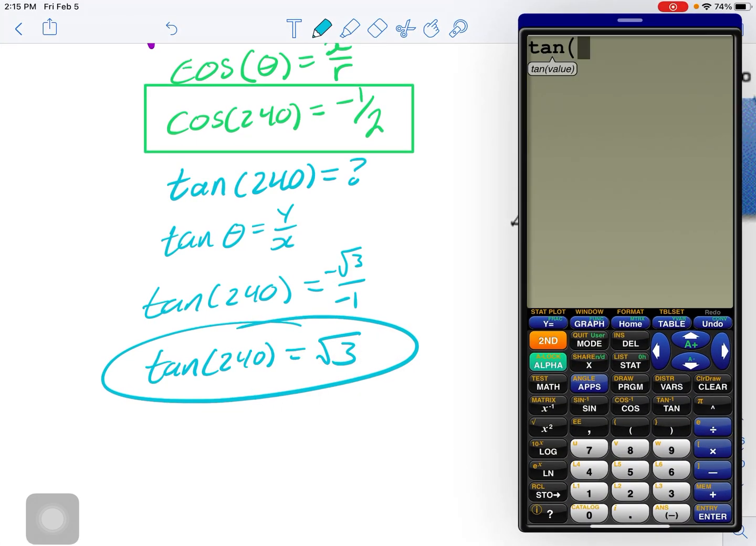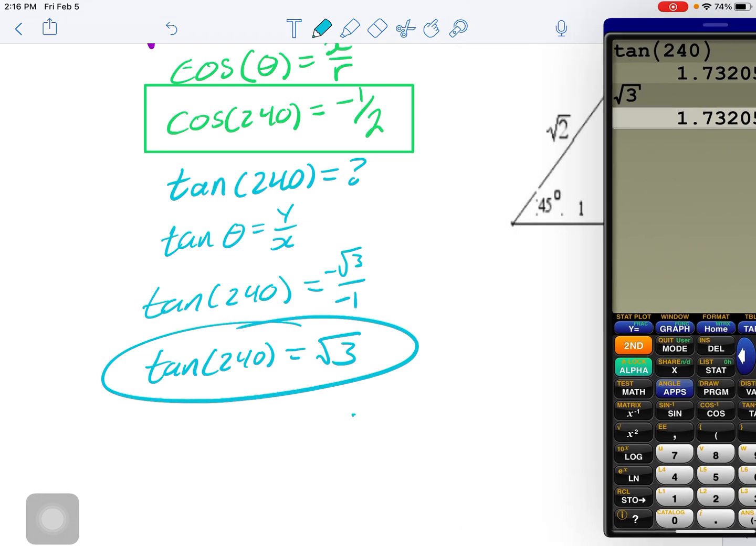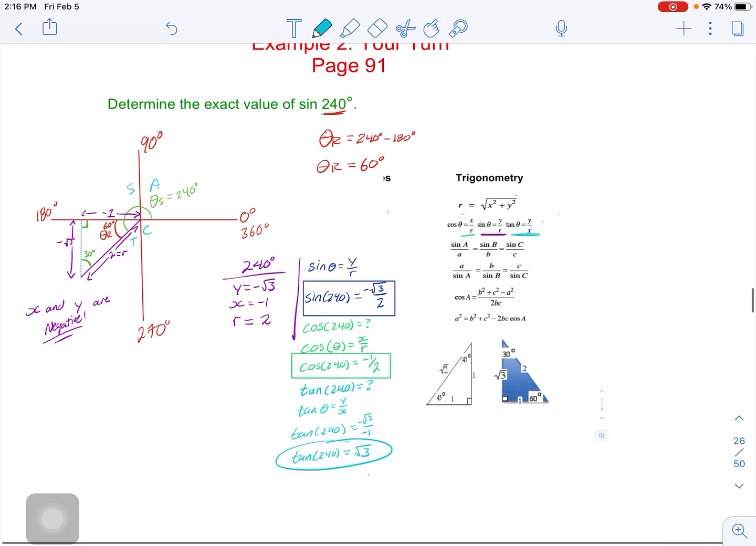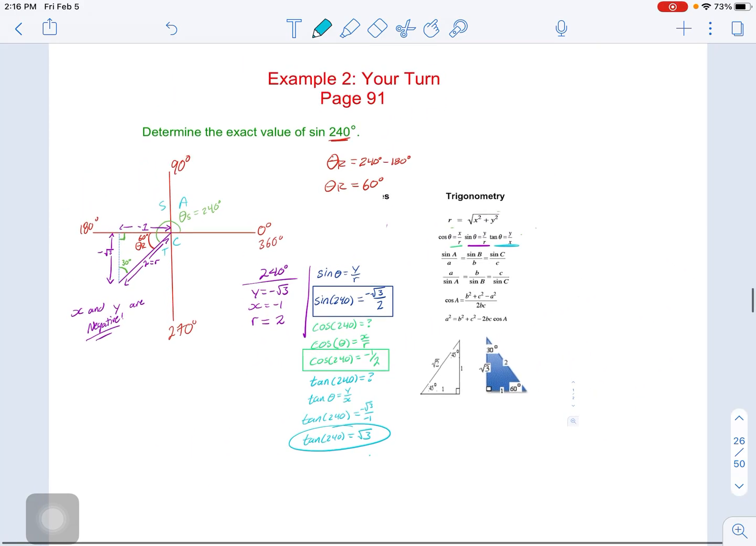Let's plug that in. Tan 240. And let's plug in root 3. And you can see that we get an exact solution and an estimate. So your calculator won't know how to give an exact solution. That's what our brains are for. So there was the exercise.